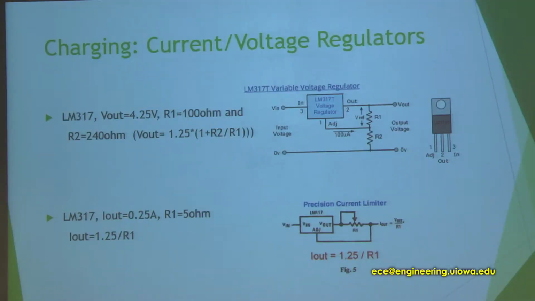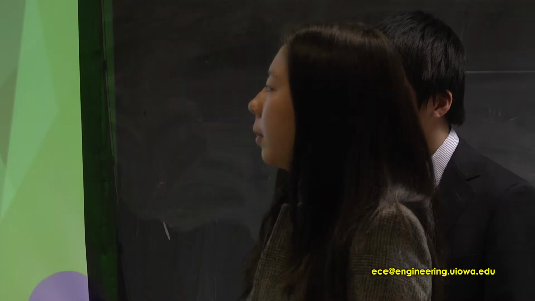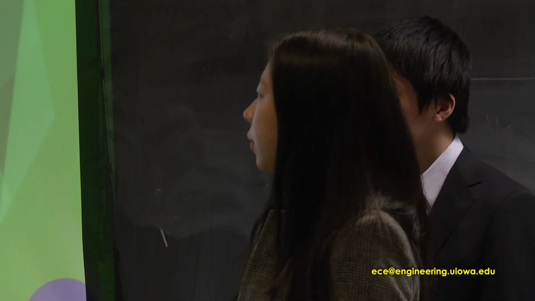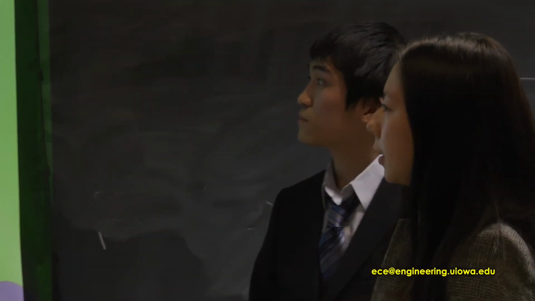Here are my circuits. The first one is the constant voltage circuit. I just use the 100 ohm and the 240 ohm resistors to control the voltage regulator to provide a constant 4.25 output voltage. And the second one is the current regulator. I use the 5 ohm resistor to provide 0.25 amps in order for our circuit to charge the battery.